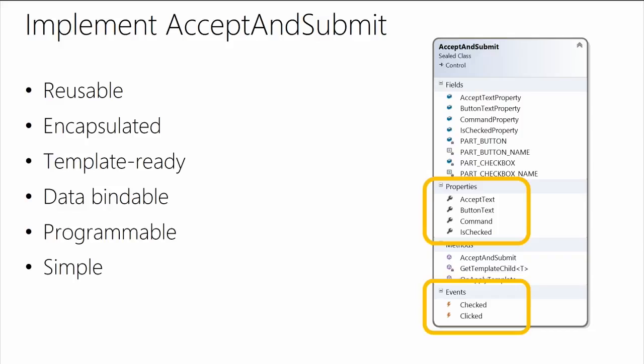We encapsulate all this logic. It's all template ready, right? So that means that any developer can come in and make this look the way they need to if they have to. And so you get to control how much of the capability they get to retemplate as well. It's all data bindable because we used dependency properties instead of regular properties. It's all programmable, whatever that means, right? Yeah. Because we've made it all extensible so that I could reference it from the code behind of the main page.